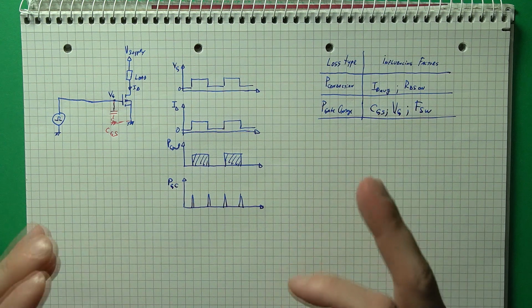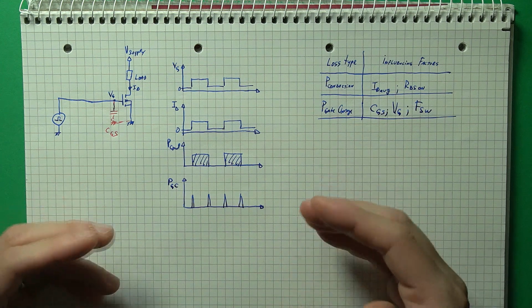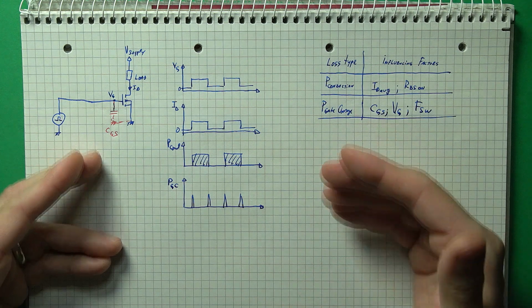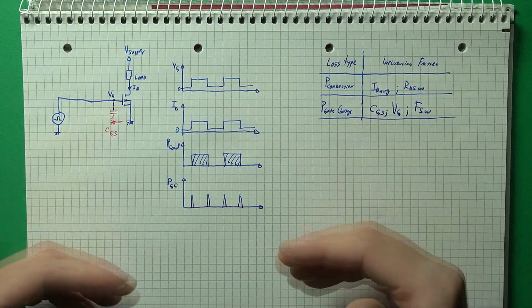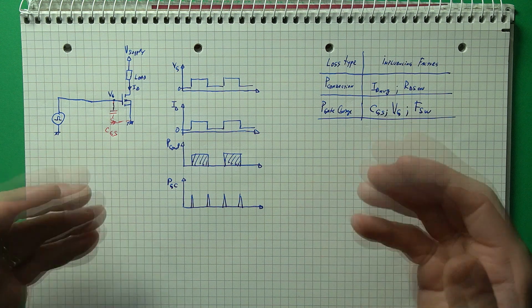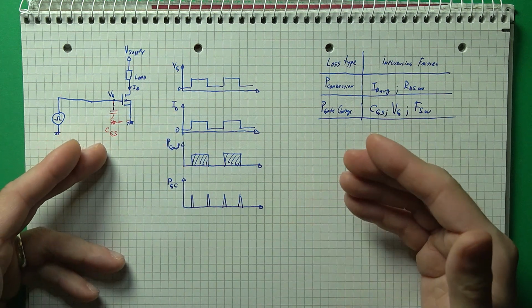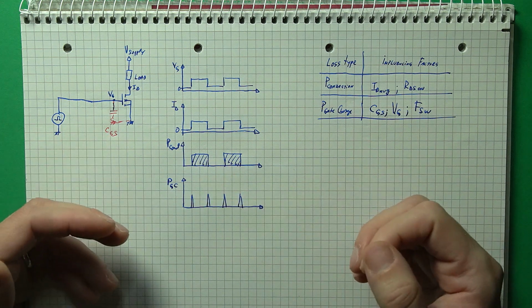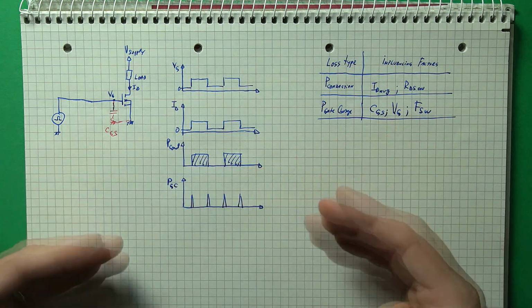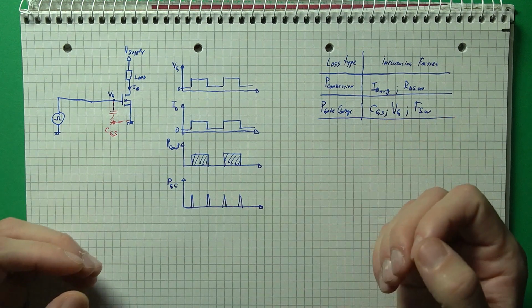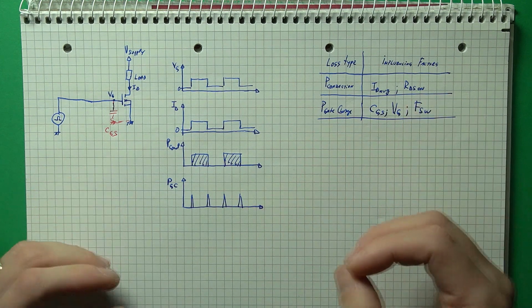Now let's continue with gate charge loss. So this is the loss associated with turning the transistor on and off. The transistor's gate behaves like a capacitor, and every switching cycle, this capacitor needs to be charged to a certain voltage to turn on the transistor, and then it needs to be discharged to turn off the transistor. And the previously stored energy in the capacitor gets turned into heat.